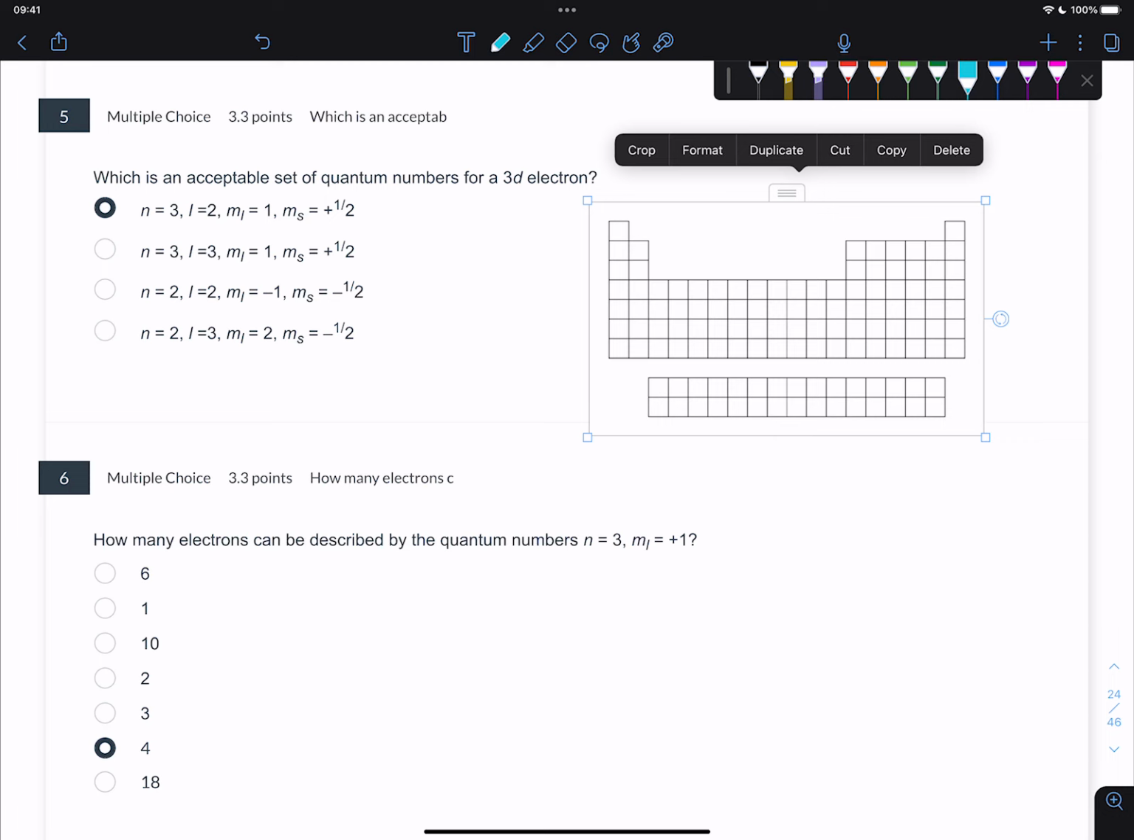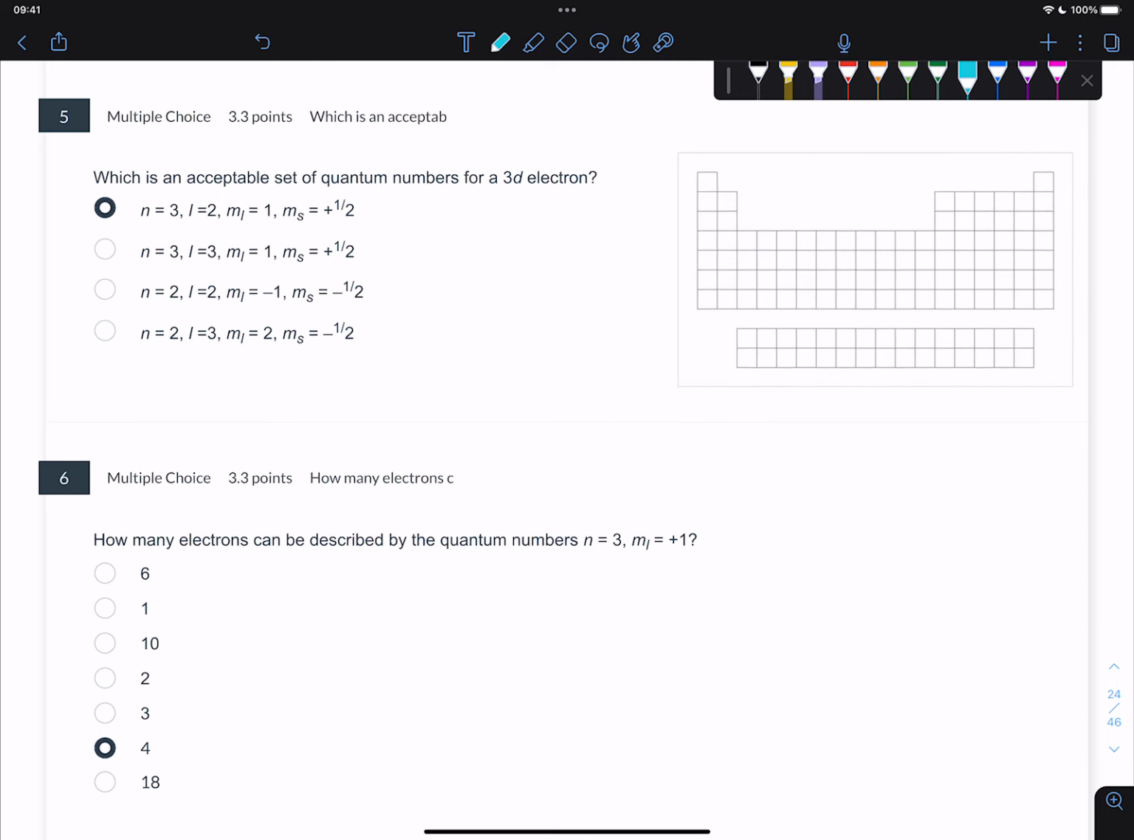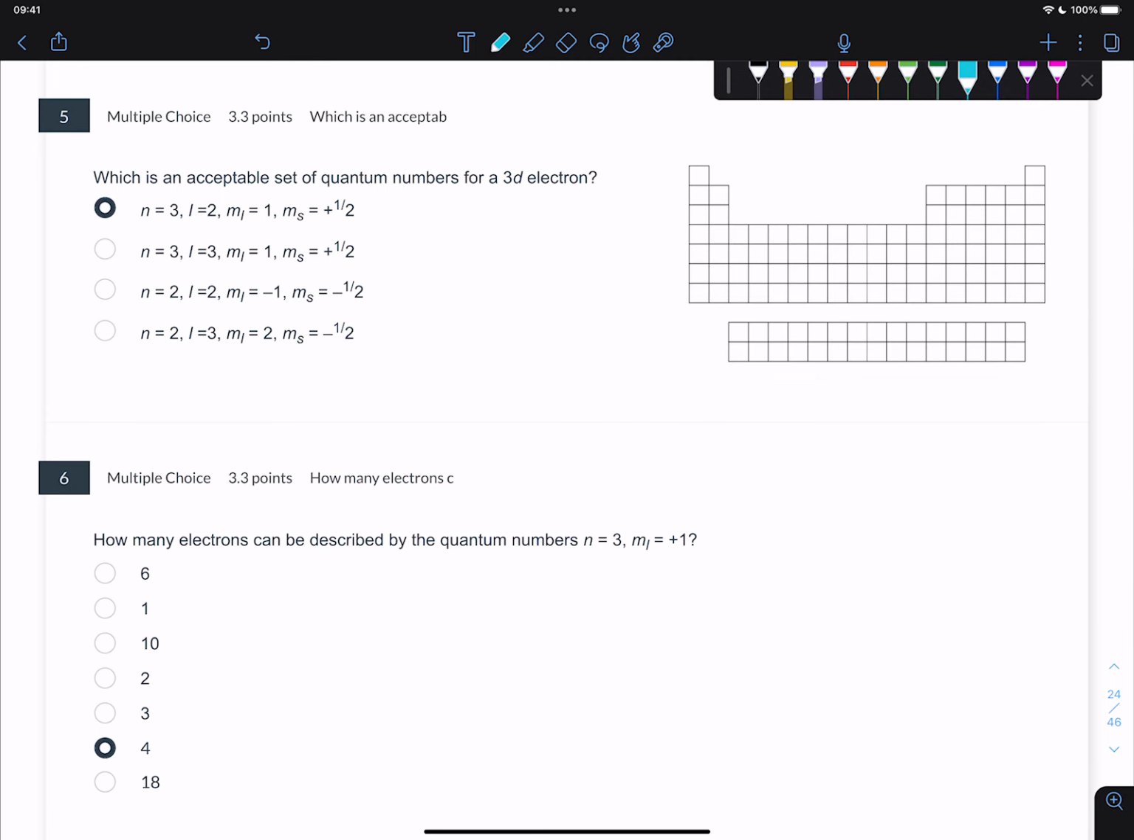So number 5 says, which is an acceptable set of quantum numbers for a 3D electron. 3D is going to be in this region. So this is the D block, I should say. The D block is this part right here, and the 3D is the first part of it.